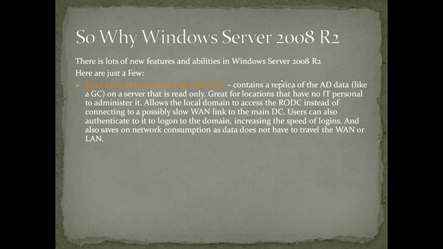It's locked down. They can authenticate to it. They can look at the global catalog through it, so they don't have to cross the wide area network connections and slow down, or increase costs and all that stuff. They can have one locally where it's very secure. And it's also good if you don't really have that secured server room, with locks and heat motion sensors and everything like that. You can just throw one of these in, and it acts like a domain controller, but it's just read-only, so you can't make any changes to it. And users can also authenticate to it and log on to the domain, increasing the speed of your logins. And it also saves on network consumption, as data does not have to travel the WAN or LAN.